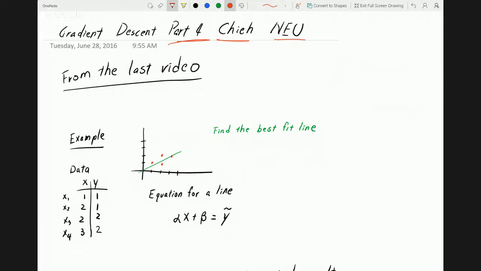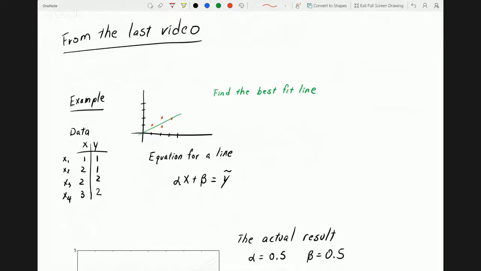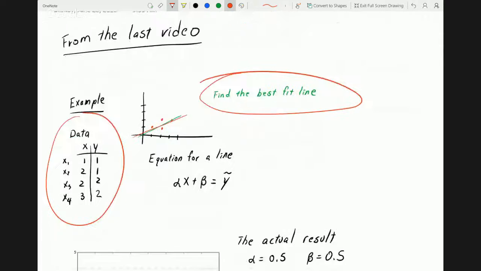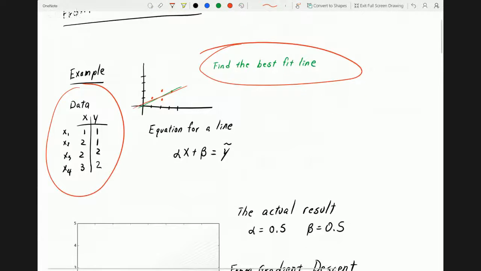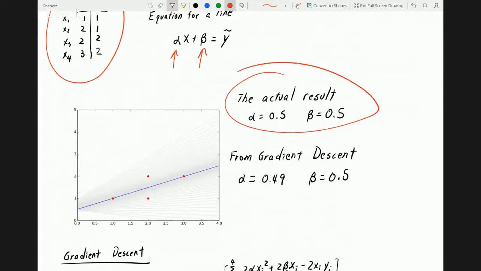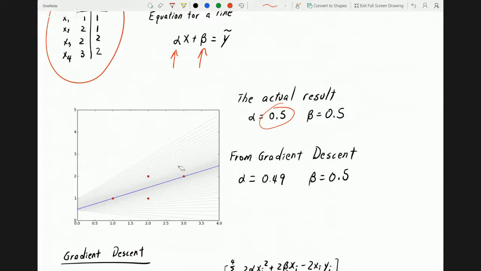So from the last video, we did an example of the best fit line, right? Here's the data, and using gradient descent, we can find this line right here that gives you the best fit. In other words, we found the alpha and beta of the line. You may remember the actual result was 0.5 and 0.5, and the result we got was 0.49, 0.5. So it was pretty close.